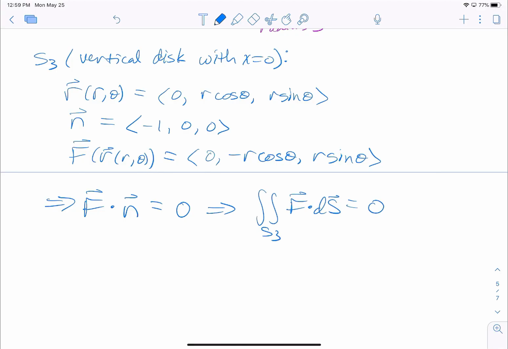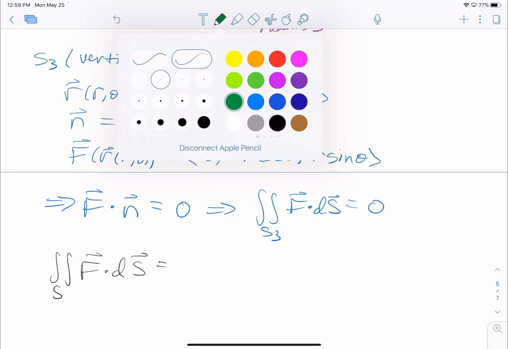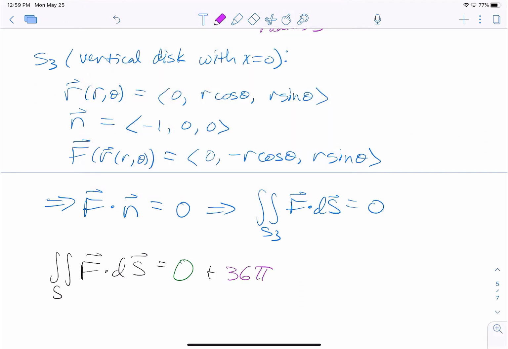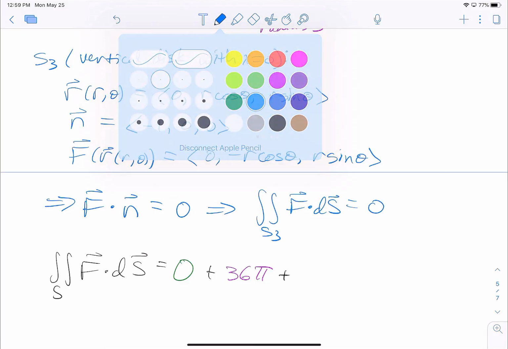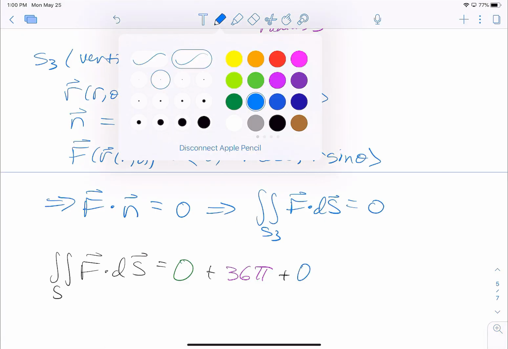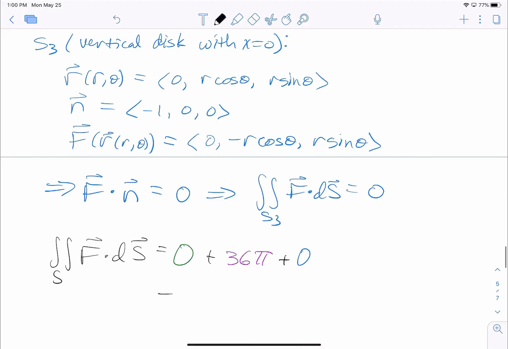Summing these together, we have the surface integral over S of f dot dS is equal to 0 for the cylindrical wall, plus 36 pi for the vertical face at x equals 2, plus 0 for the vertical face at x equals 0. Our answer is then 36 pi.